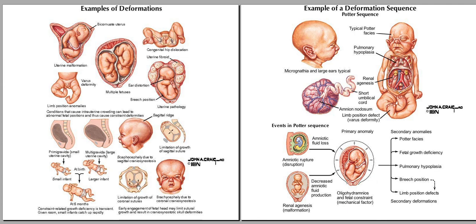When there's a limitation to the growth of the coronal sutures, what happens? You have your brachycephaly due to the coronal cranial synostosis. Okay, that's the Potter sequence.